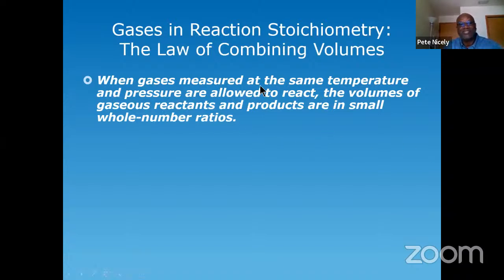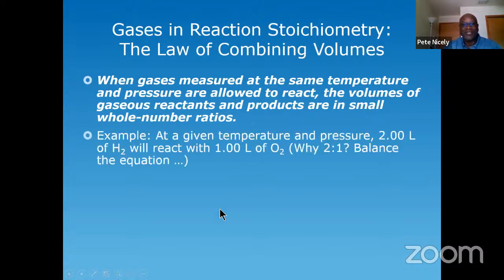It says when gases measured at the same temperature and pressure are allowed to react, the volumes of the gaseous reactants and products are in small whole number ratios. And the whole number ratios is very important because we can actually determine what those whole number ratios are based on the stoichiometry of the equation.